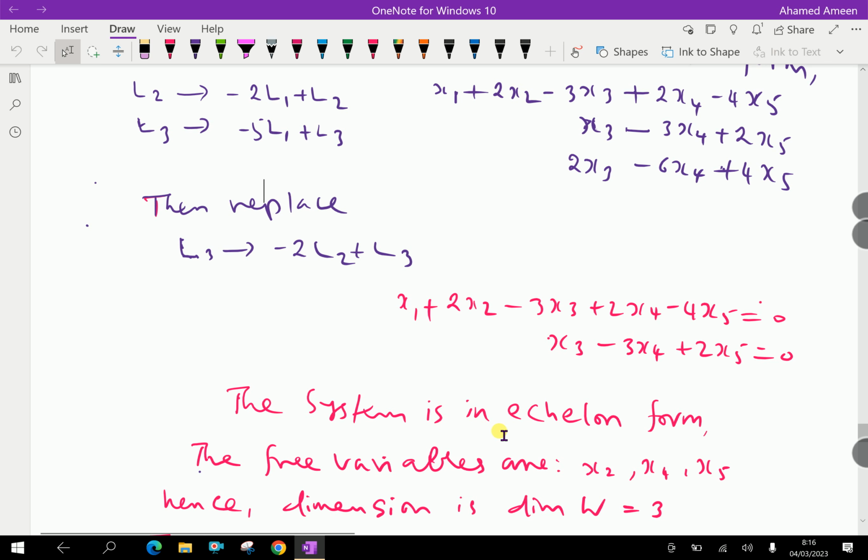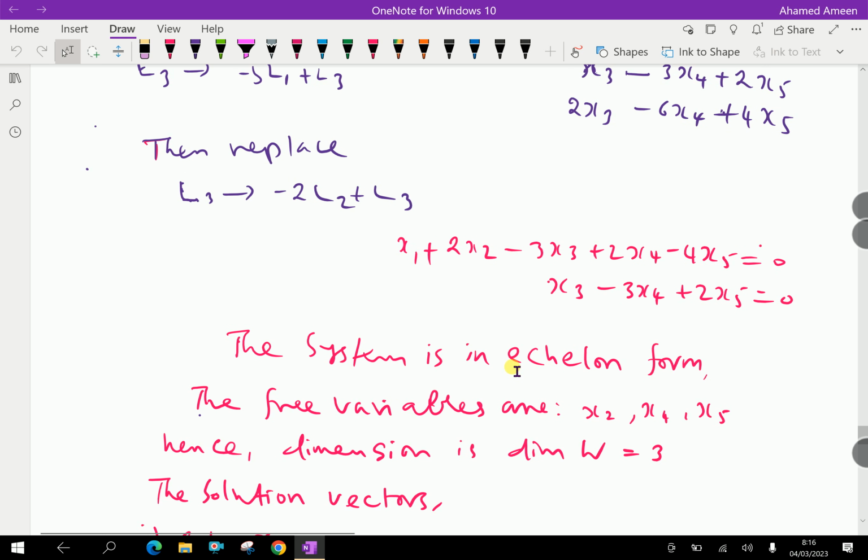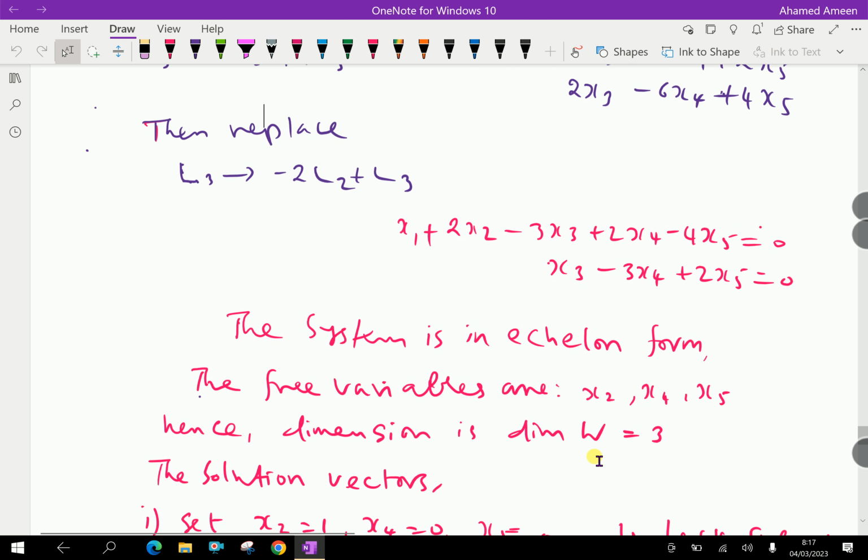Now the system is in echelon form. The free variables are x2, x4, x5. Here x1 is a pivot variable and x3 is a pivot variable. Therefore, the free variables are x2, x4 and x5. Hence, dimension of W equals 3, because there are 3 free variables. We can say the dimension of W is 3.